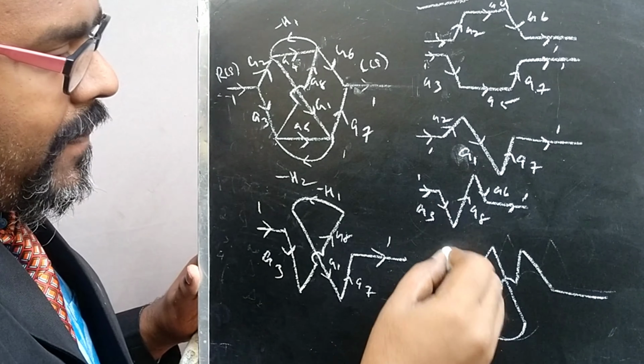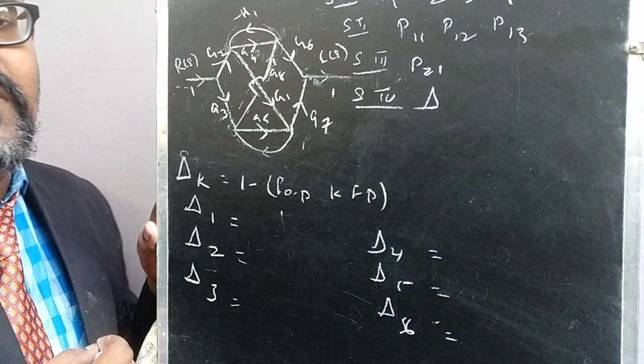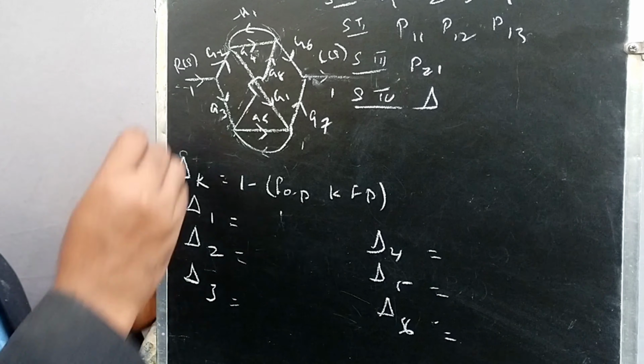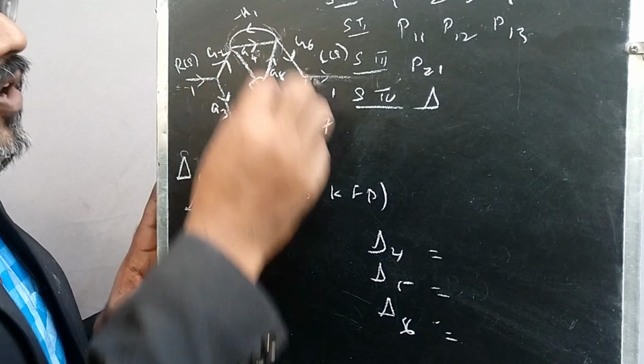Del k is nothing but, the formula is 1 minus the loops that are not touching the kth forward path. So we have 6 forward paths, so we need to calculate del 1, del 2, del 3, del 4, del 5 and del 6. The loops not touching the kth forward path. See, all the forward paths are touching the loops of the system.